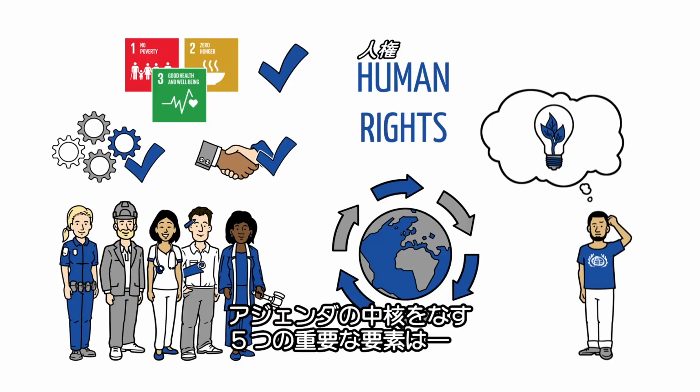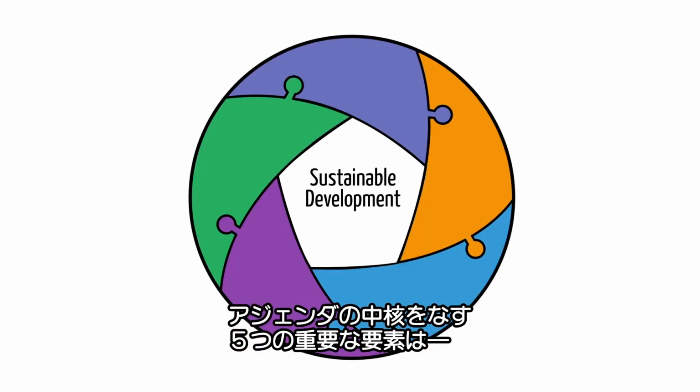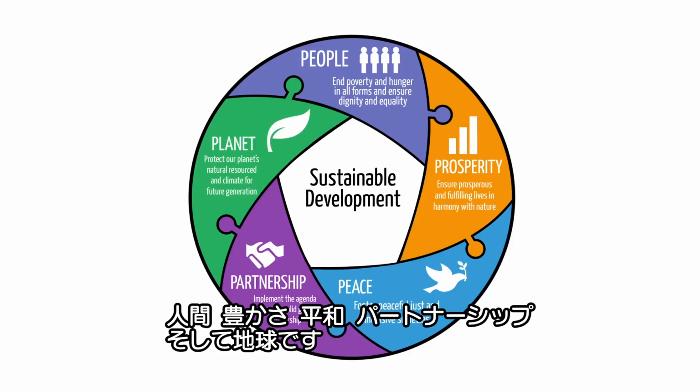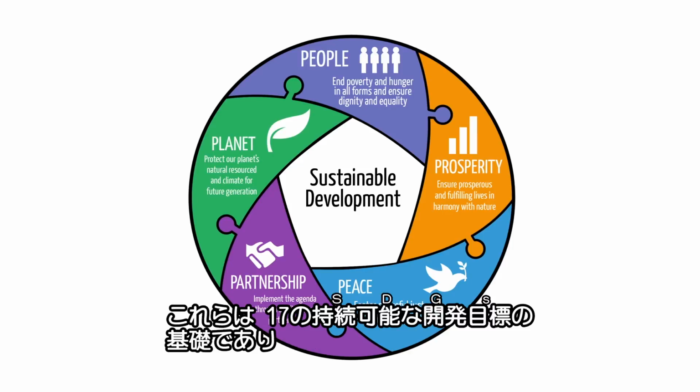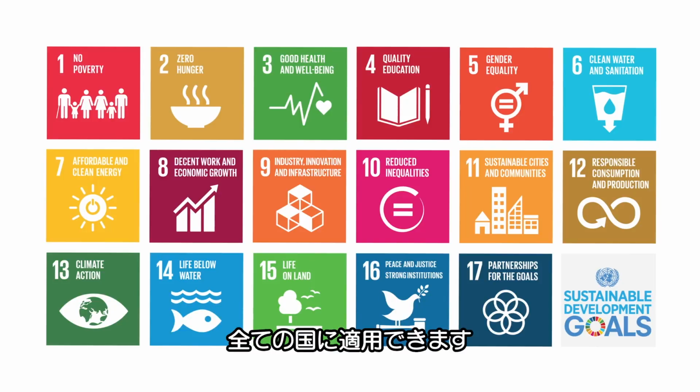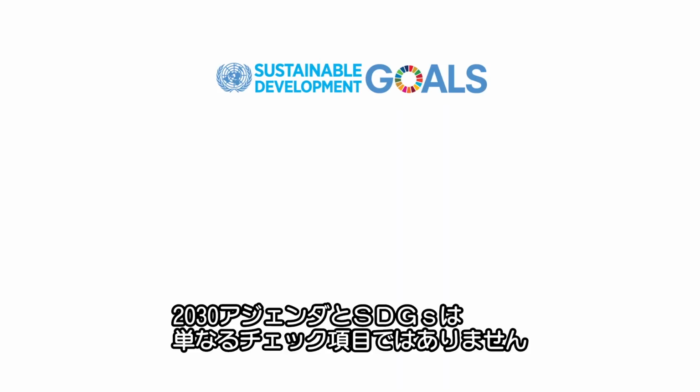At the heart of the agenda are 5 critical components: people, prosperity, peace, partnership, planet. These, in turn, underpin the 17 Sustainable Development Goals and are applicable in all countries. Agenda 2030 and the SDGs are not simply items on a checklist.